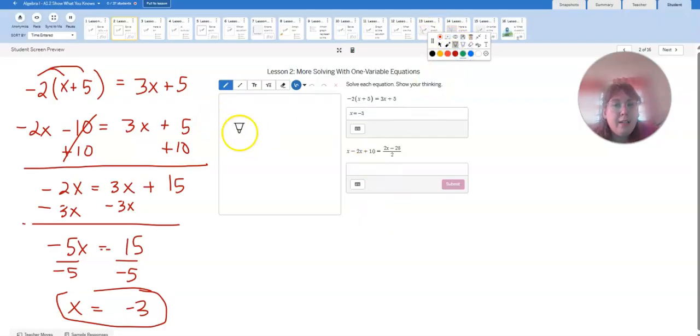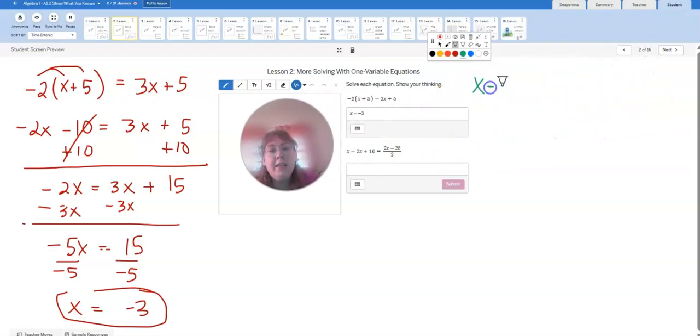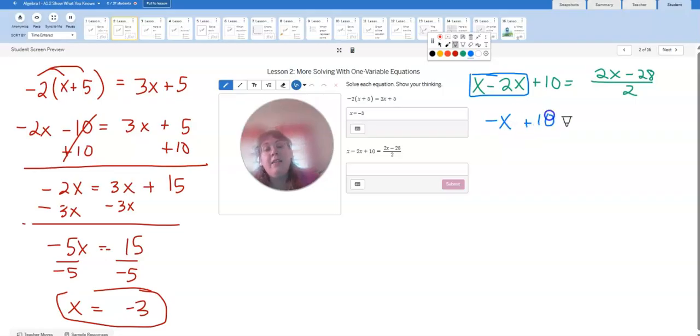Our second one, let me move my video here. So we have x minus 2x plus 10 equals 2x minus 28, all divided by 2. So first of all, these are on the same side, so we can combine them. 1x minus 2x is a negative x plus 10. And we can also divide both of these by 2 to get rid of that fraction. 2x divided by 2 is just x, and minus 28 divided by 2 is 14.